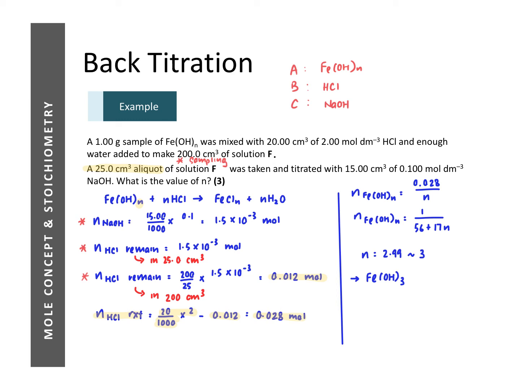But if you were to construct the equation, this is what you will get. The number of moles of iron hydroxide is actually equal to the number of moles of acid divided by N. And then since the mass of iron hydroxide is given, we can also write another equation in terms of N for the number of moles, which is mass over molar mass. Now that we have two equations for the number of moles of iron hydroxide in terms of N, we can equate them and solve for N, which will give us a value of 3. That means that the iron hydroxide that we are looking at in this question is iron(III) hydroxide.